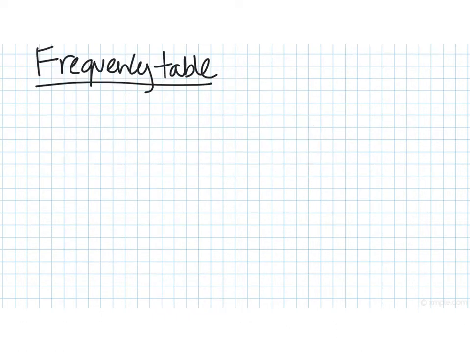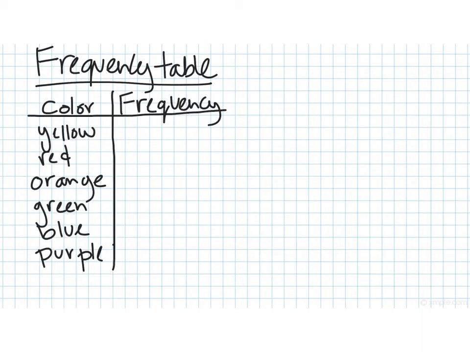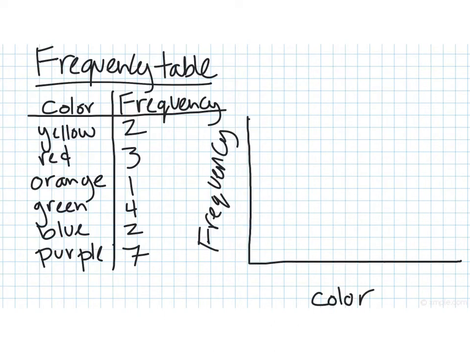Just like with a line plot, we usually start with a frequency table. So let's say that I asked my daughter Caroline's friends what their favorite colors were, and then I recorded the results. Let's say that 2 of them said that yellow was their favorite color, and 3 of them said it was red. 1 of them said it was orange. 4 said green. 2 said blue, and 7 said purple. Next, we'll turn it into a bar graph.